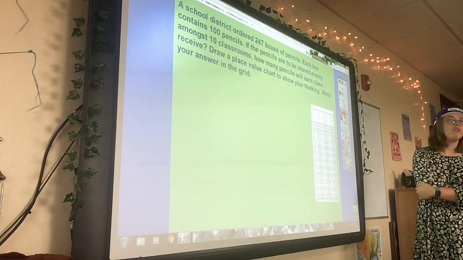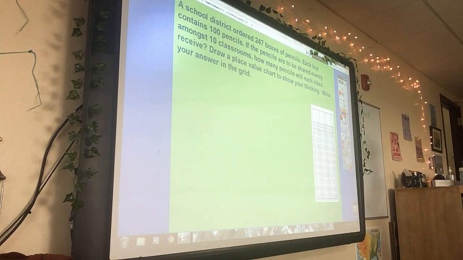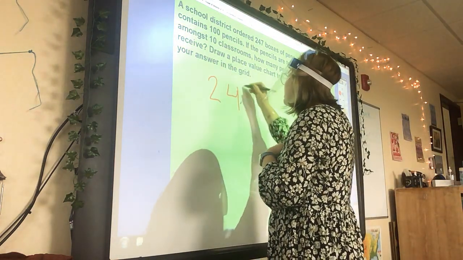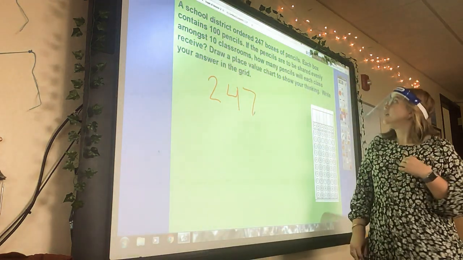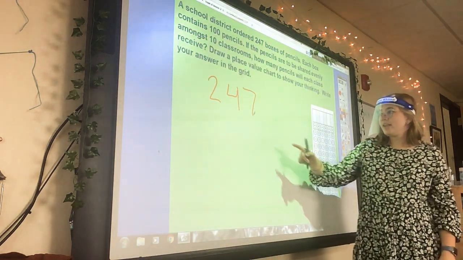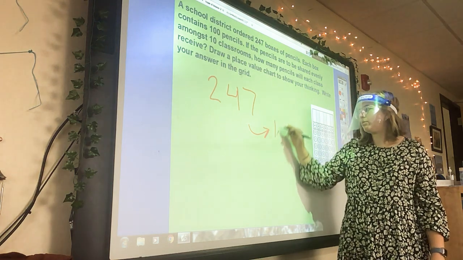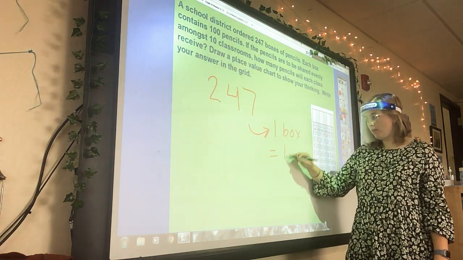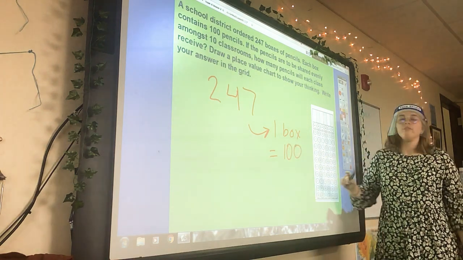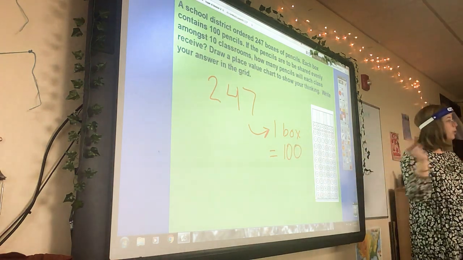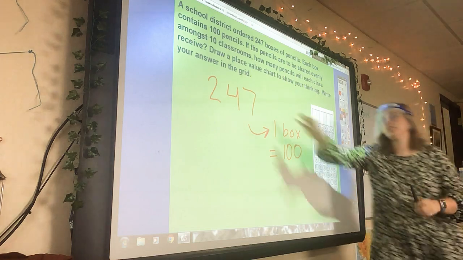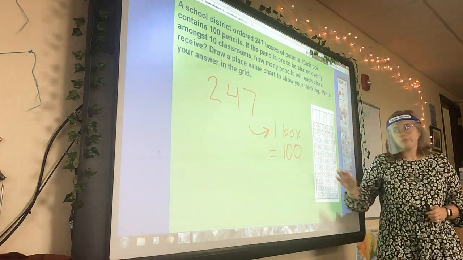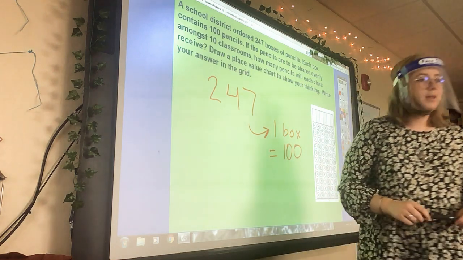So this is going to be kind of like a two-step problem, okay? So total they ordered 247 boxes, okay? Each of those boxes, just one box, equals how many pencils? 100, okay? Right now I want you to find how many total pencils there were in the 247 boxes. So how are you going to solve that? Multiplication, okay? Try it out.